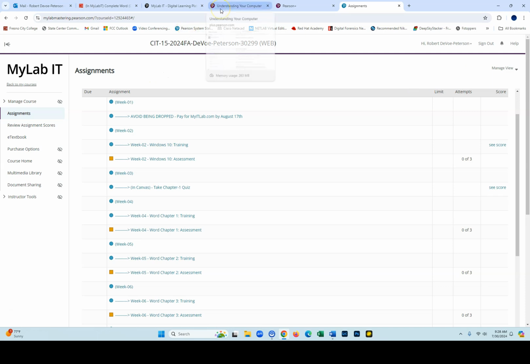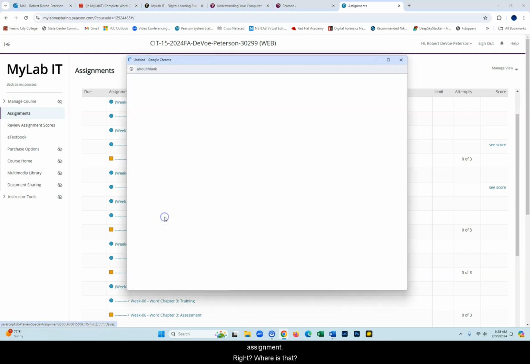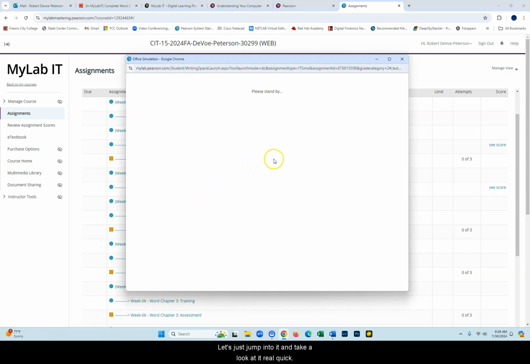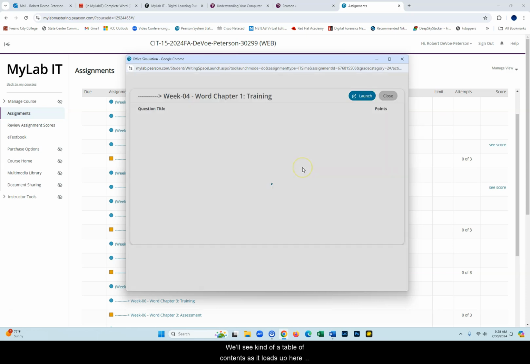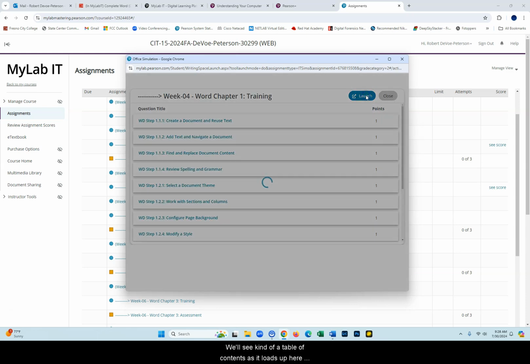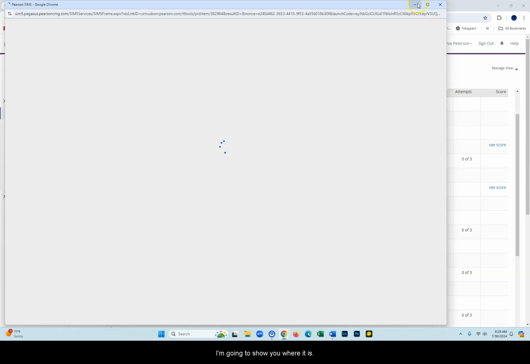If you hadn't logged in, you'll have to log in first, and then you'll get to the assignment screen, and you'll get to week 4, which is right here, Word training and Word assessments. And remember what I mentioned earlier in our video for week 2 for Windows 10, that Word training gives you what's called learning aids to help you through the assignment. Well, where is that? Let's just jump into it and take a look at it real quick. You'll see kind of a table of contents as it loads up here in a minute. Then I'll launch it. I'm going to show you where it is so you do remember.